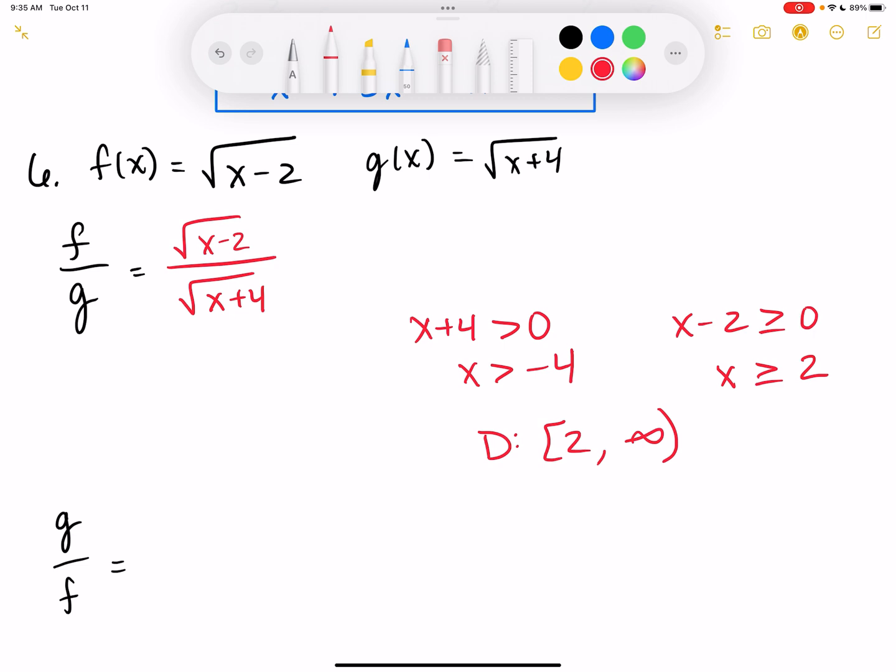All right, so g over f, so we're doing the square root of x plus 4 over the square root of x minus 2.